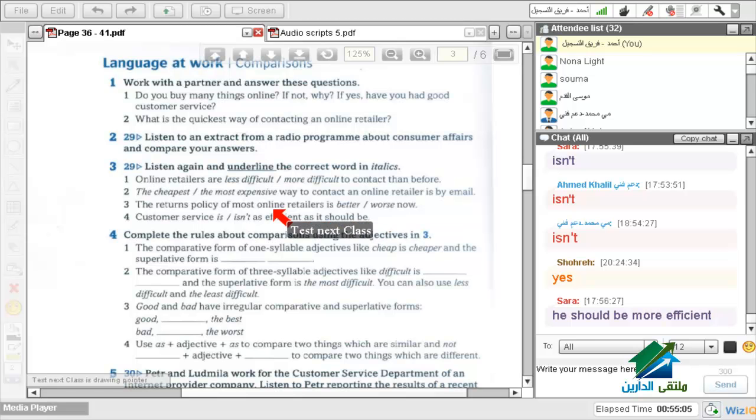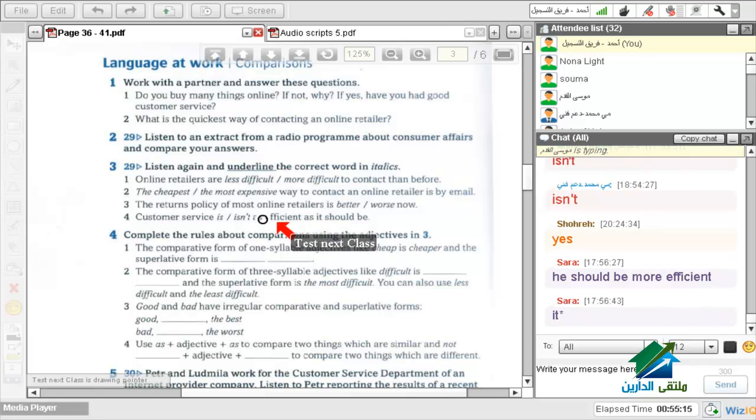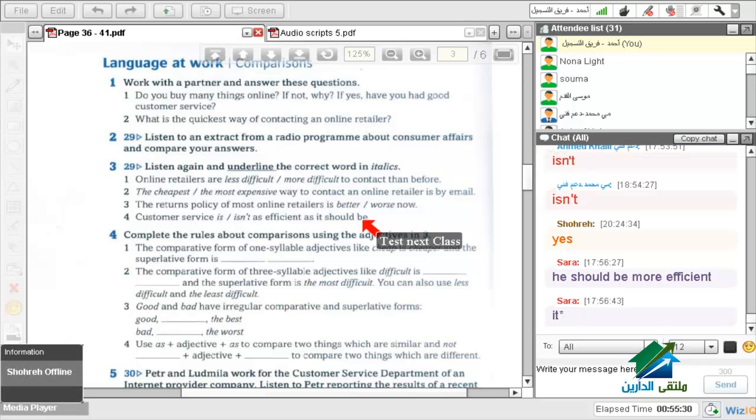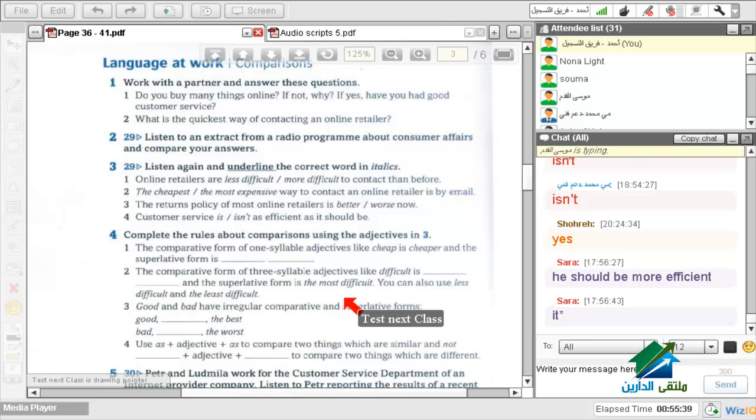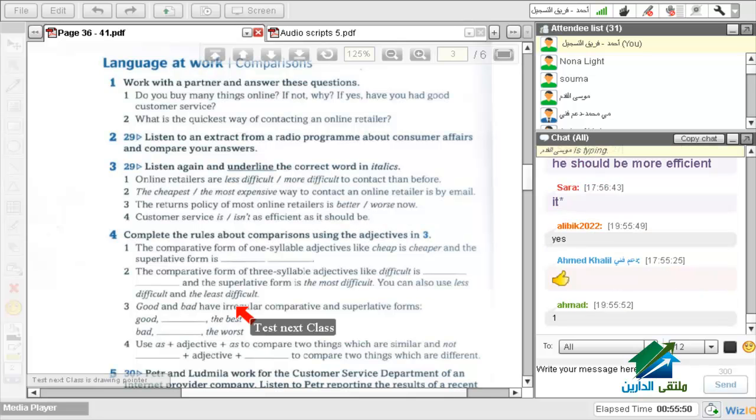Yes, exactly. If it's even efficient, say customer service there is efficient. But now you compare using as. Using as. So customer service is as efficient as it should be. So you compare between two things or two cases here. Is that clear? Okay, well.